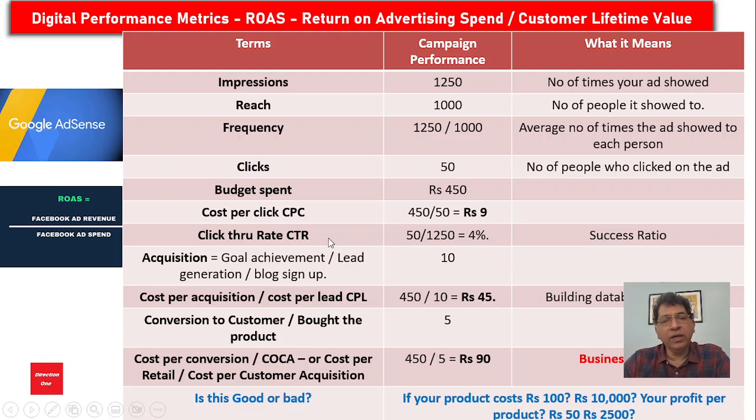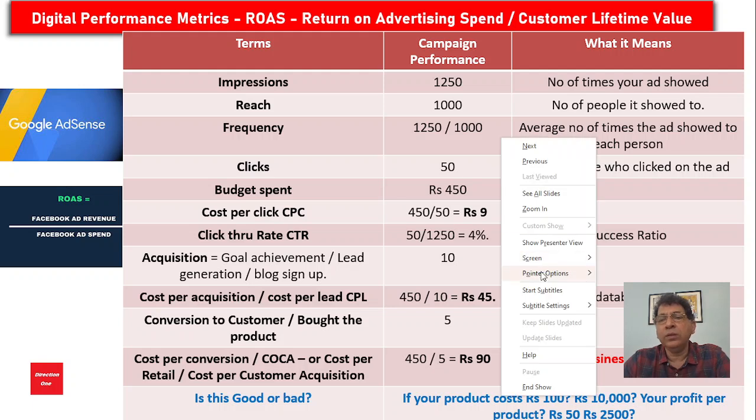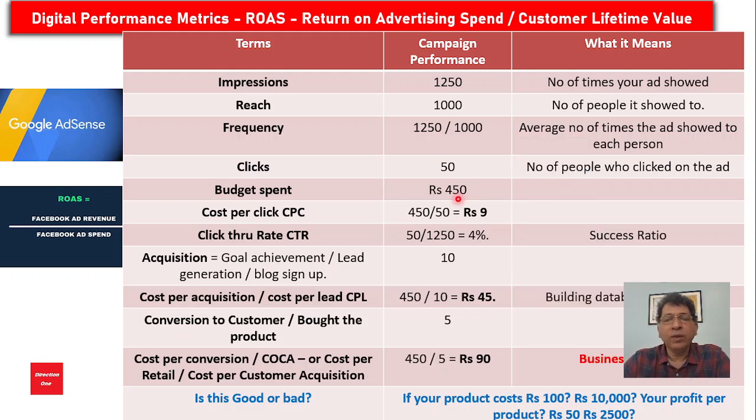Now, once you got CTR and you got a cost per click, how did you get the cost per click? 450 rupees is what I spent in a day, and I got 50 clicks. So 450 divided by 50 is rupees 9. Now what do I have? I have a visitor who has clicked on a call to action, a CTA button, and he has come to the landing page of my site.